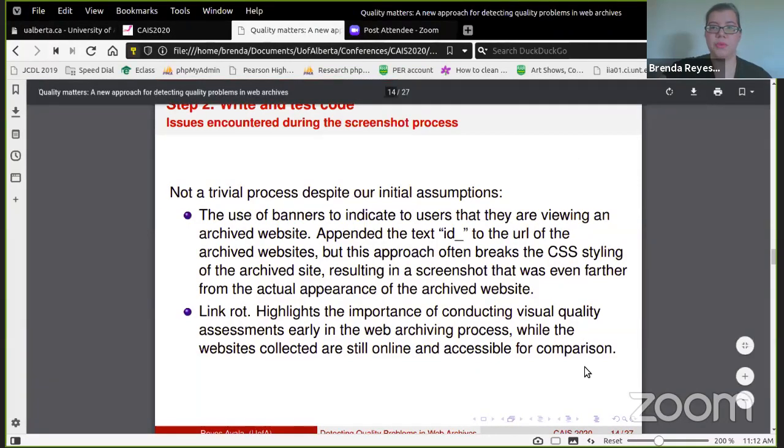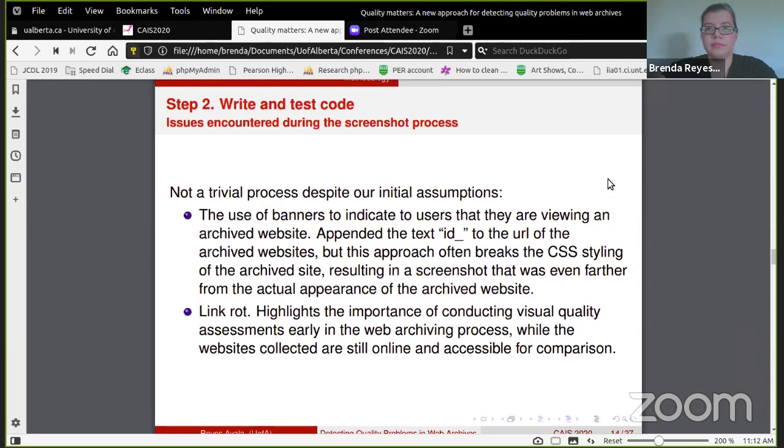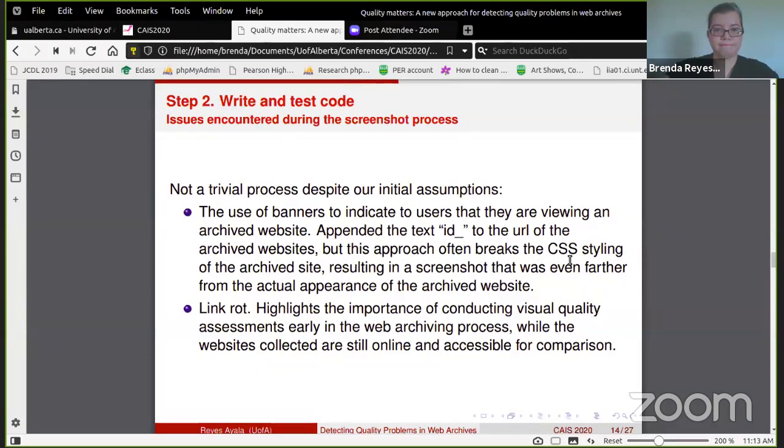And there's also the problem of link rot, which means that not all archive websites that have been preserved are actually online today, right? And this highlights the importance of conducting visual quality assessments early in the web archiving process, when you can meaningfully compare the archive website to the original.